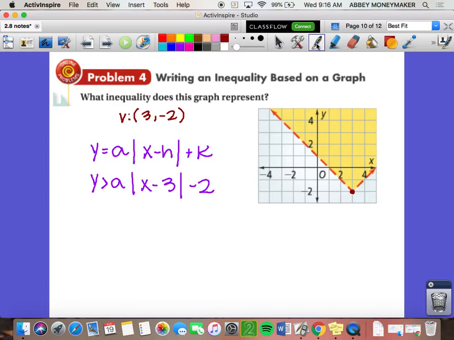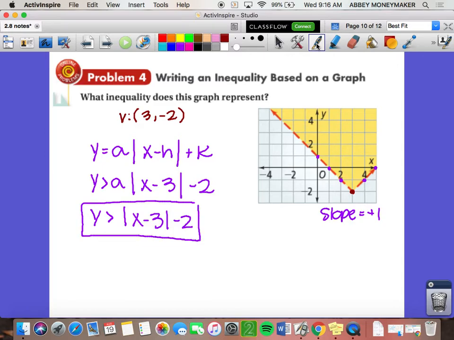The last part here is figuring out that a value. So what is our slope? Well, if you look at your graph, it looks like it's going up 1, out 1. So my slope here would be +1. So if your a value is +1, you actually don't have to put anything there. It is understood to be 1. So we can check to make sure our equation, does that actually match up with what is graphed? And it does.